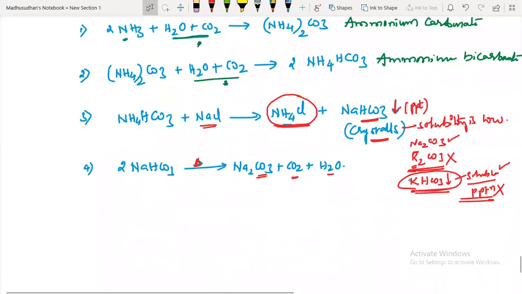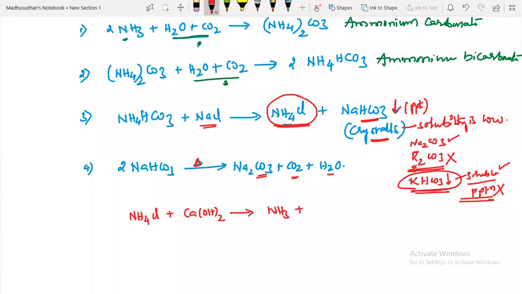Let's see, I'm writing here. So that is forming at the third step, ammonium chloride. On simple reaction with calcium hydroxide, you are getting ammonia, calcium chloride, and water. So here it is 2 moles of ammonia. Okay. Now, what is the advantage of this reaction?